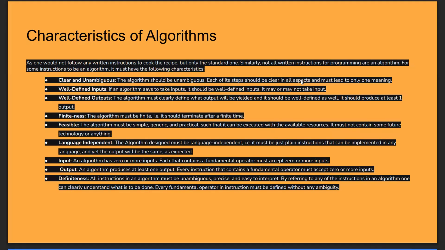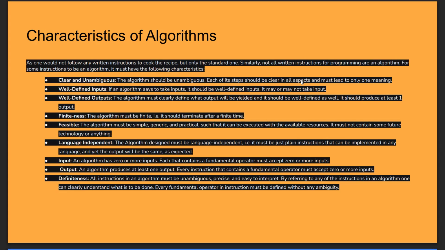We will discuss each and every characteristic now. First one, clear and unambiguous. Whatever algorithm we give should be unambiguous, and each step should be clear in all aspects and must lead to only one meaning. Whatever steps we perform during the algorithm should be understandable in all aspects. So this is clear and unambiguous. Whatever operations we do or algorithms we apply should be clear and unambiguous.